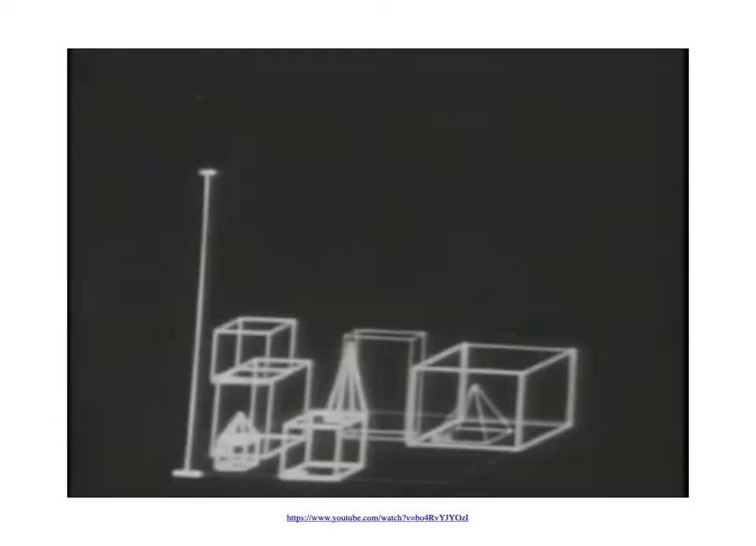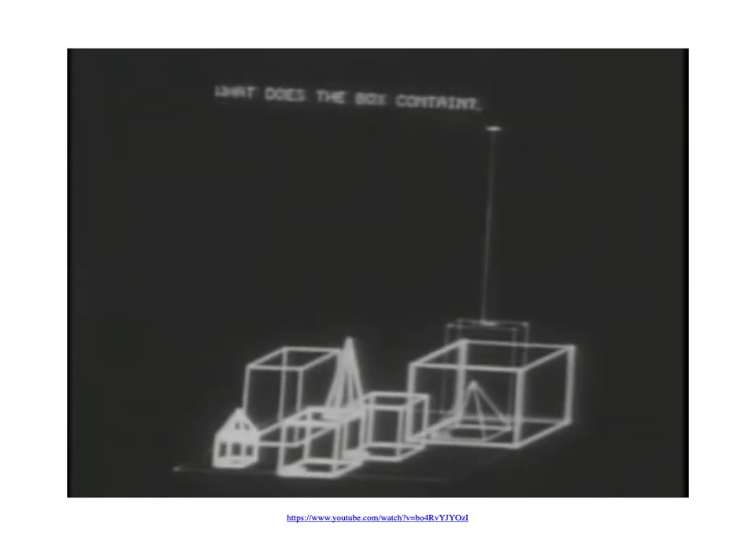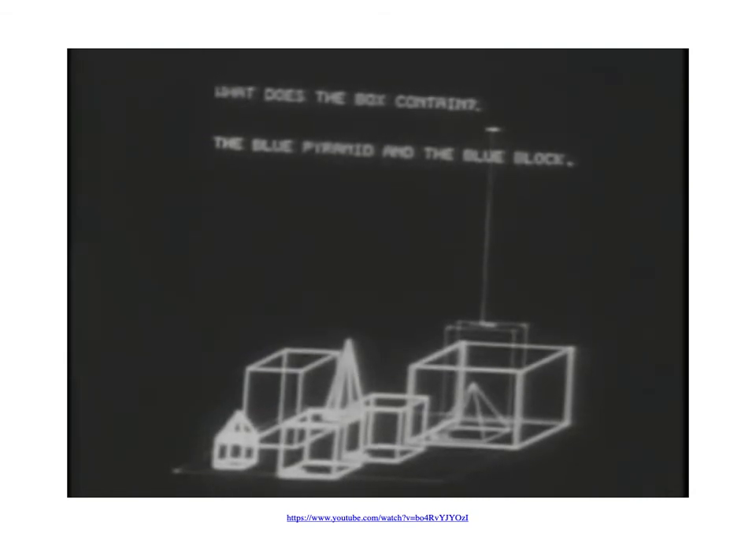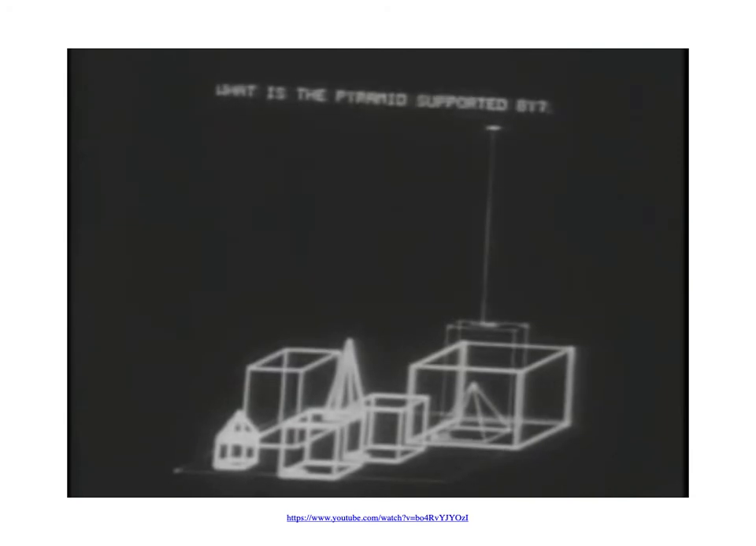Also, I don't think it has any audio, so I'm just going to go for it. So what does the box contain? The blue pyramid and the blue block. So it's able to immediately answer questions that the user is inputting at the top. What is the pyramid supported by? Oh, the box, right? And although there's a couple of different boxes and pyramids, the answer was true for both, right?